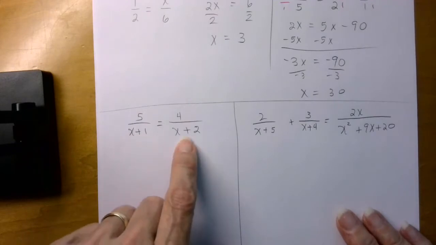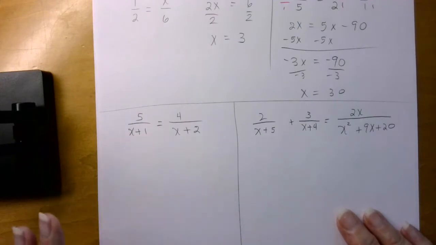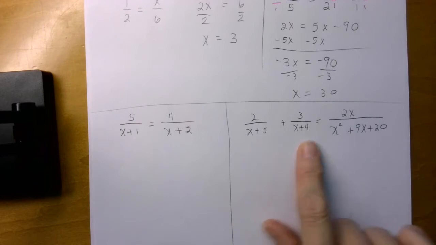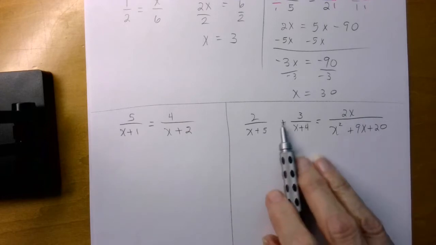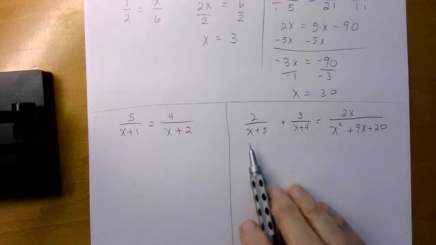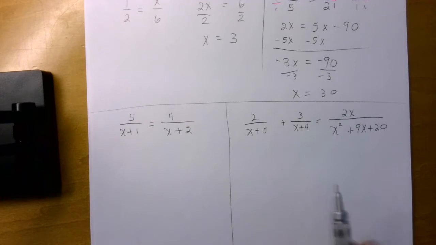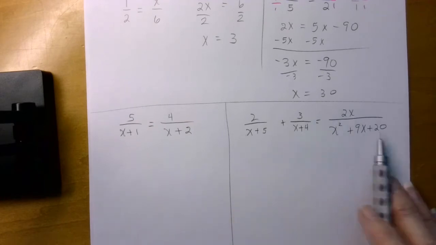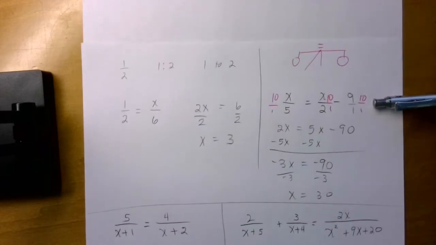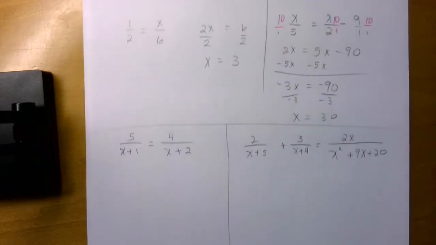This is not a single fraction equal to a single fraction. Why? Because these two terms are hooked together with that plus sign, and that's not a single fraction, and it's not going to be. So I would have to use this method of multiplying through by the LCD, we'll do that in a second, in order to figure out what x is.